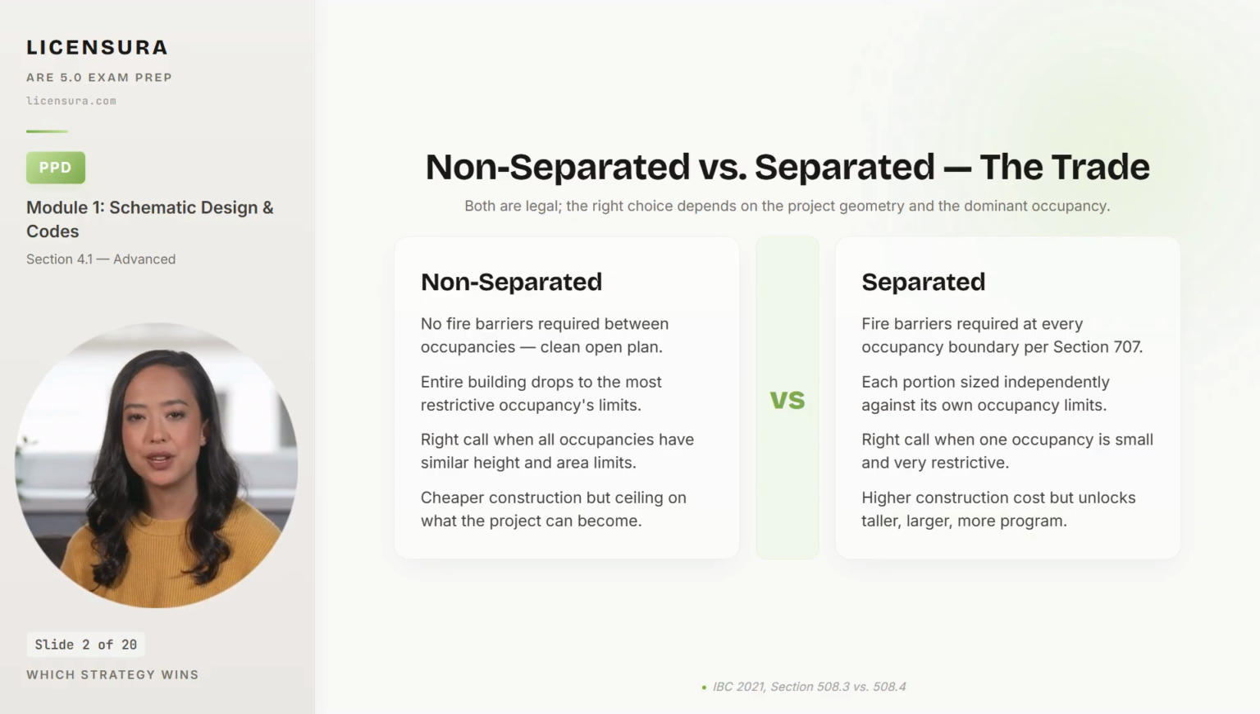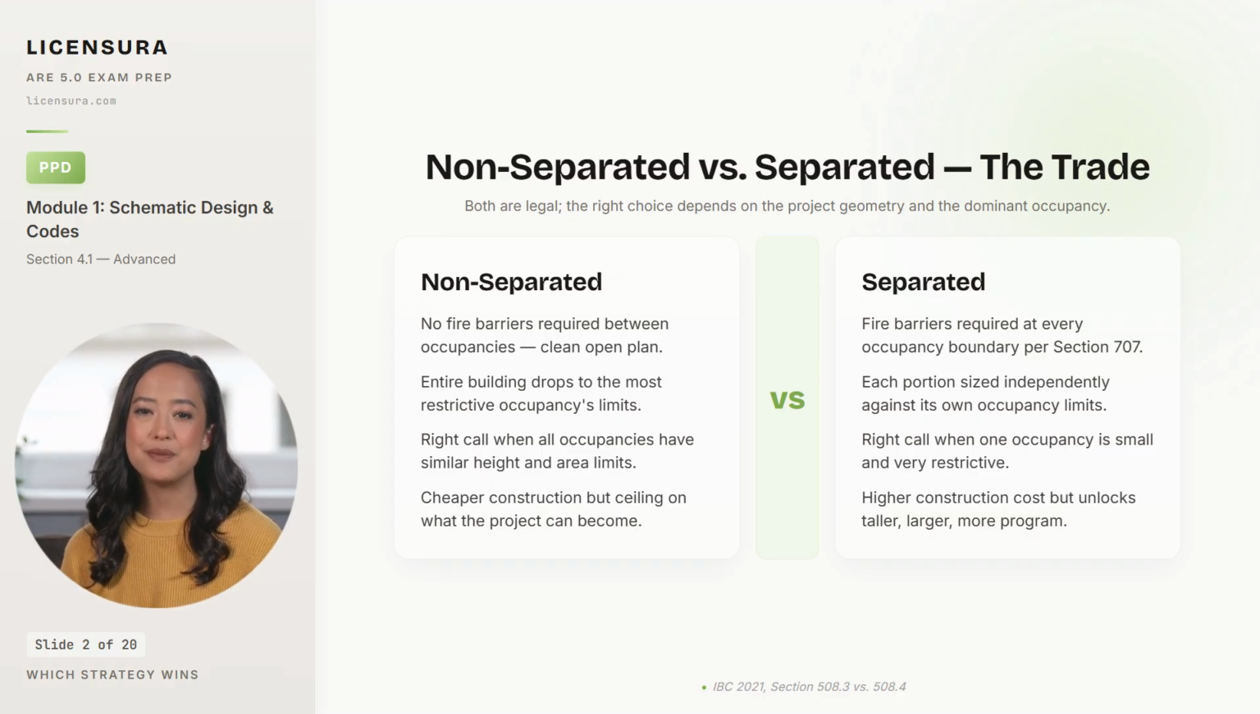On the exam, weigh the relative sizes and limits before you commit to either path. If the dominant occupancy is also the most restrictive, non-separated is essentially free. If a small restrictive occupancy is hidden in a bigger building, separated is the only honest answer.